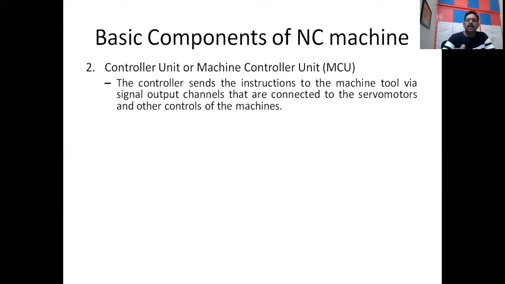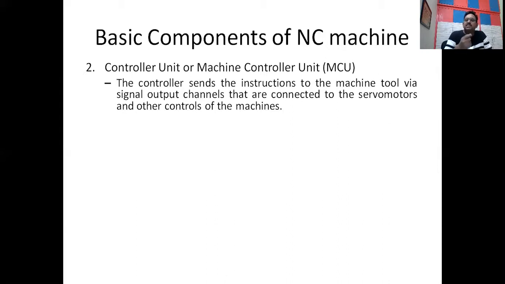Now, the tape reader has read the instructions of the punched cards and they are stored in the buffer. Now the controller knows the instructions, and the controller will send the instructions to the machine tools via signal output channels. So the signal output channels are from the control unit to the machine tool. By reading the data and storing it in the data buffer, the control unit will send instructions to the machine tool through the signal output channels, which are connected to the servo motors and other controls.